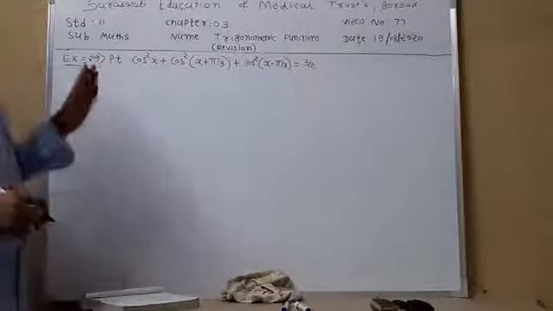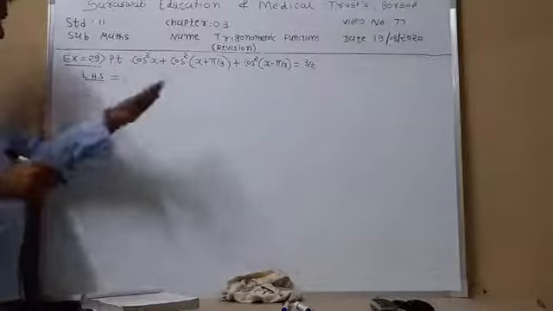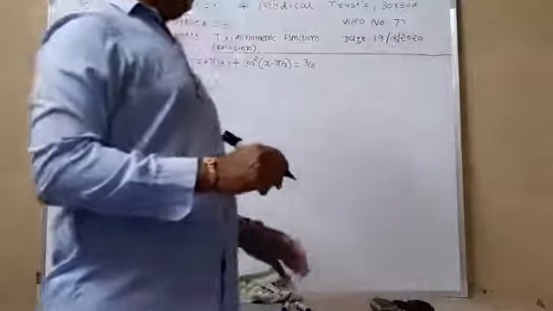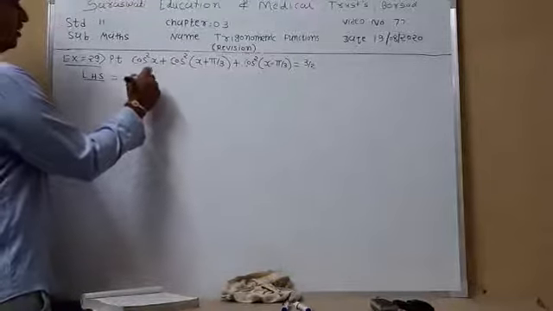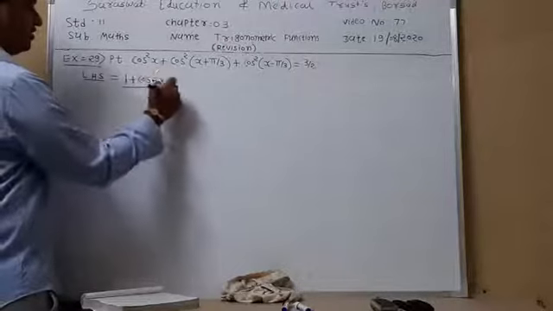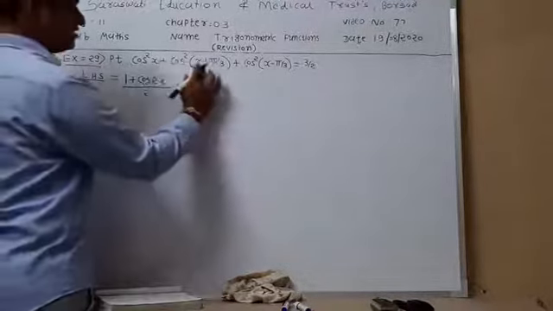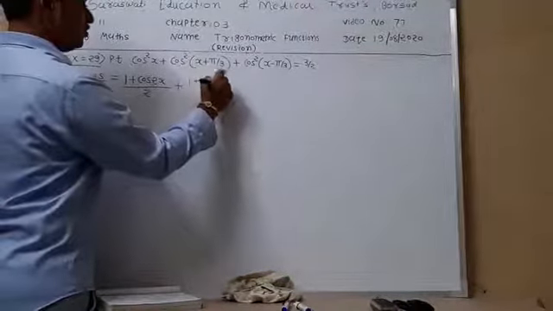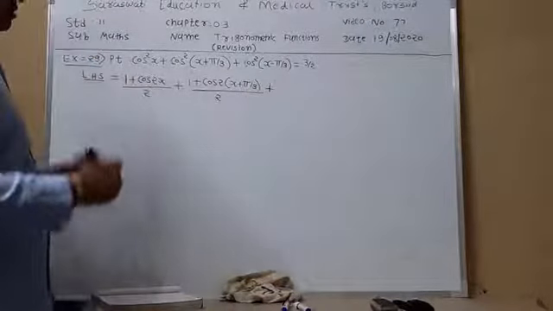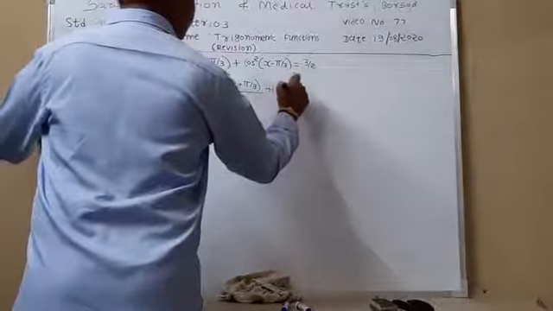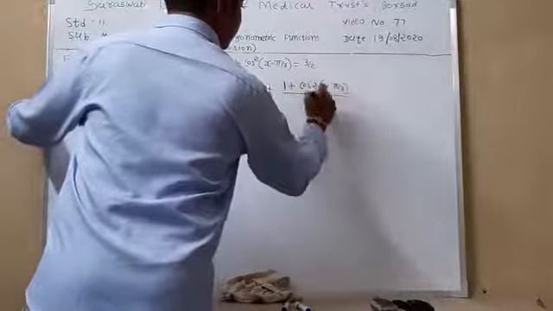So we know that cos square x means 1 plus cos 2x divided by 2. First of all start from the LHS. For cos square x, we already converted this identity in the last example: cos 2x is equal to 2 cos square x minus 1. Now interchange the position, so cos square x is equal to 1 plus cos 2x divided by 2. In the same way plus cos square of (x plus pi by 3), so 1 plus cos 2 into (x plus pi by 3) upon 2, plus in the last term also 1 plus cos 2 into (x minus pi by 3) upon 2.